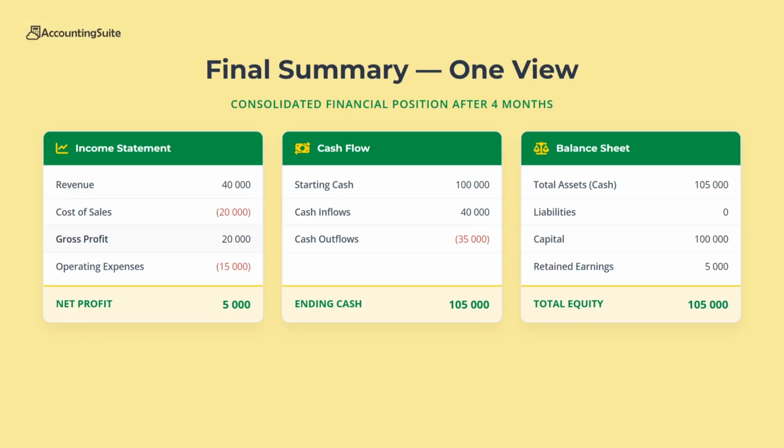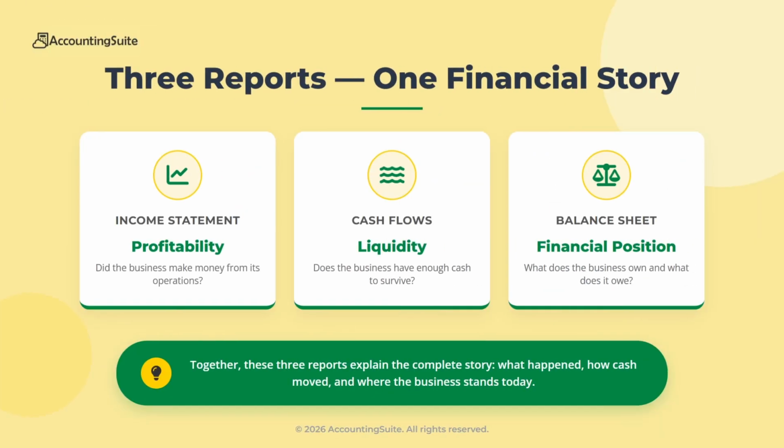The balance sheet shows the financial position at a specific point in time. At the end of the period, cash equals $105,000. Shareholder equity equals $105,000. This simple example shows the key difference. Income statement measures performance. Cash flow statement tracks liquidity. Balance sheet shows financial position. And together they explain how a business turns inventory into profit and ultimately into cash.